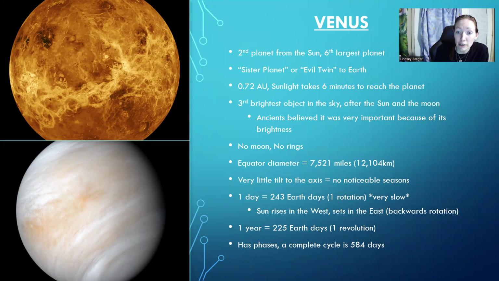That's a side note. Anywho, what's interesting is on its axis, it doesn't really tilt, kind of like the Earth. Earth has a tilt to the axis. That's how we get seasons. Venus does not really have a tilt, so it doesn't have noticeable seasons.